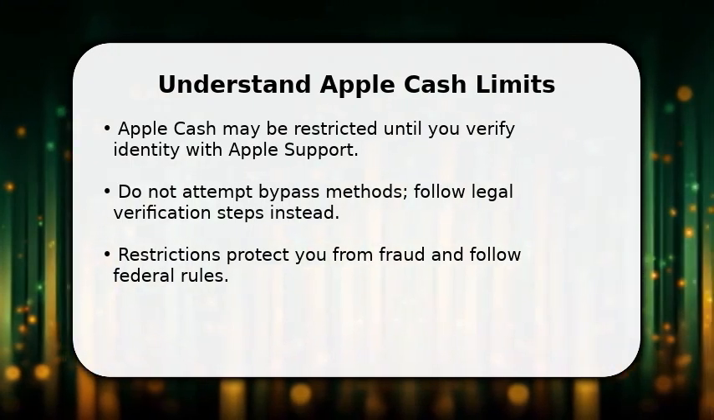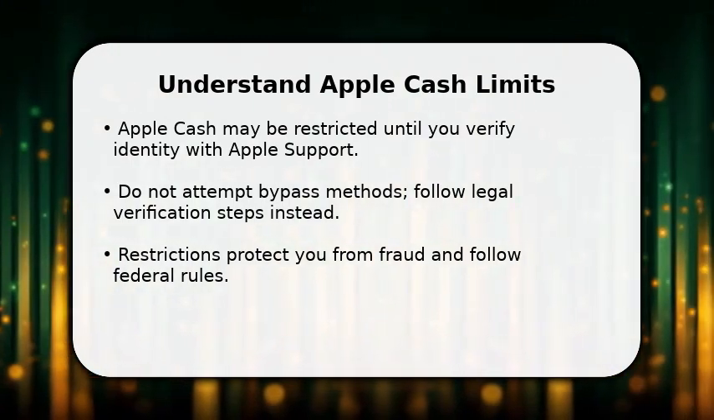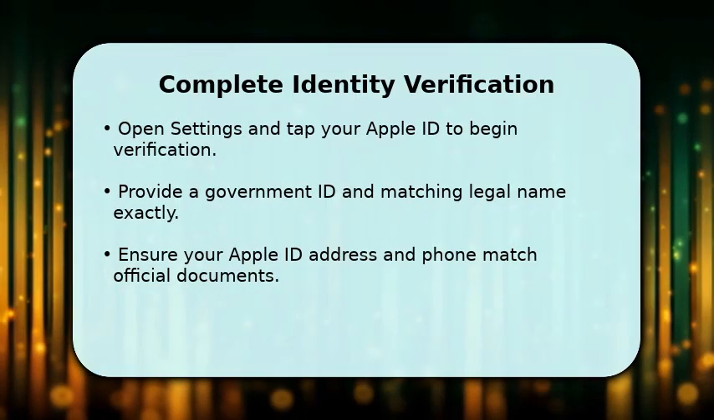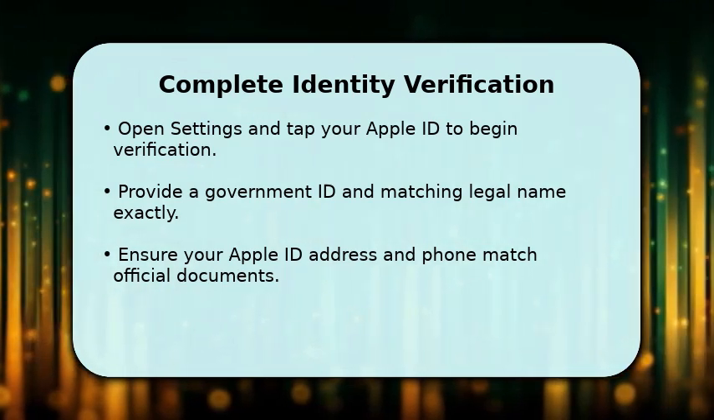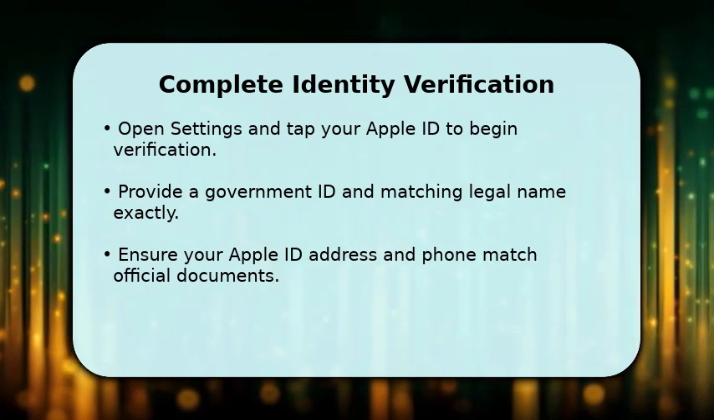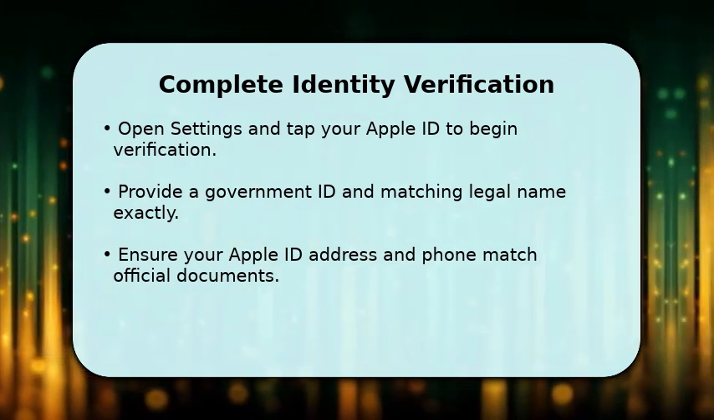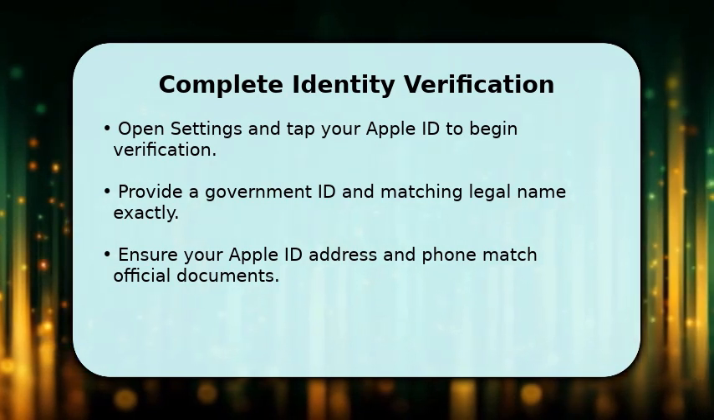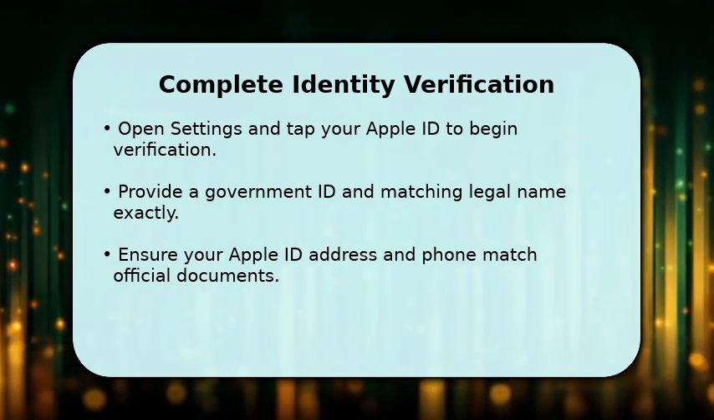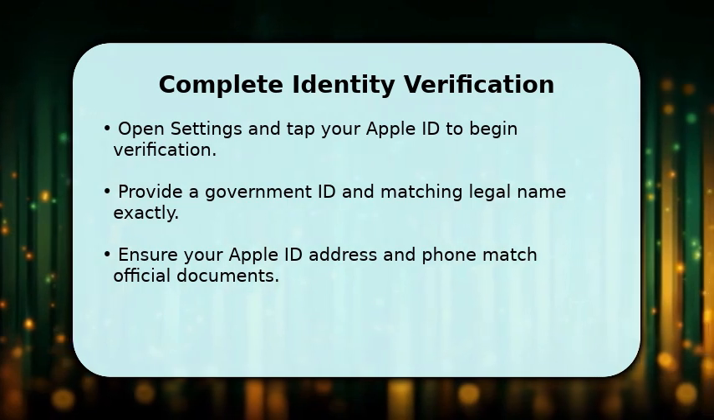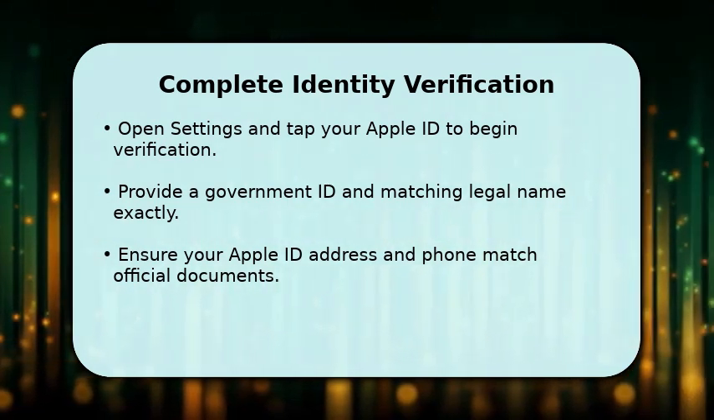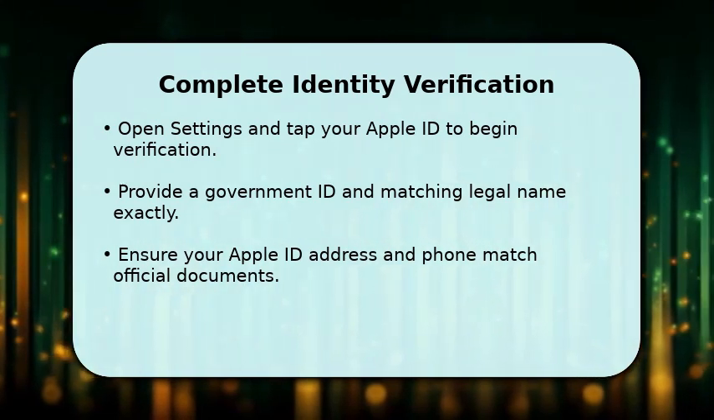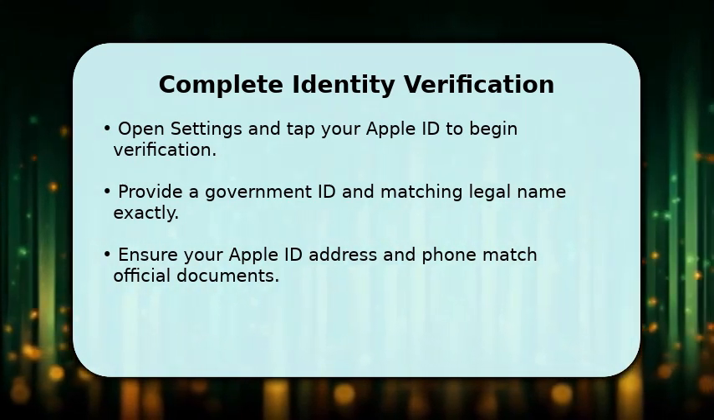Open Settings on your iPhone and tap your Apple ID profile to start verification. Select Payment and Shipping and confirm your legal name, address, and date of birth carefully. When prompted, upload a government ID with a clear photo and readable text. Make sure the name on the ID exactly matches your Apple ID name. Add a verified phone number and email that you actively use for confirmations. These steps help Apple validate your identity quickly and correctly.